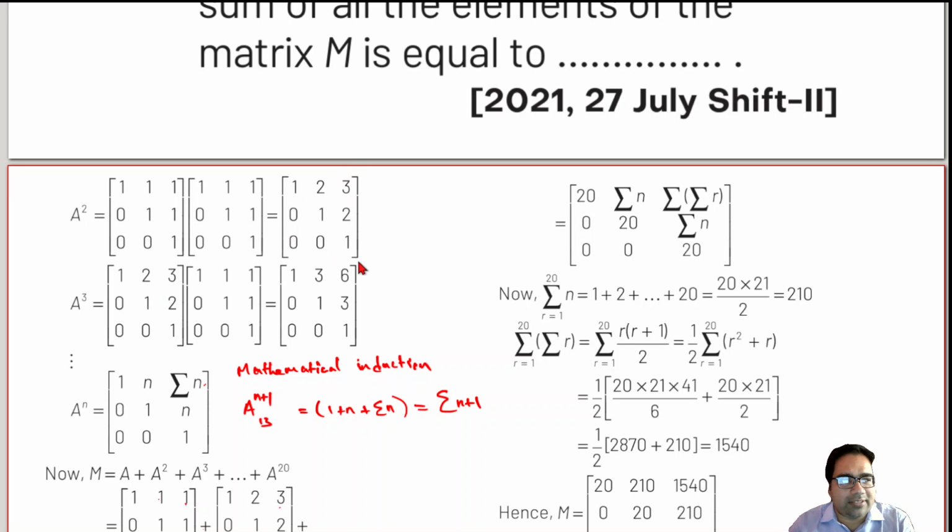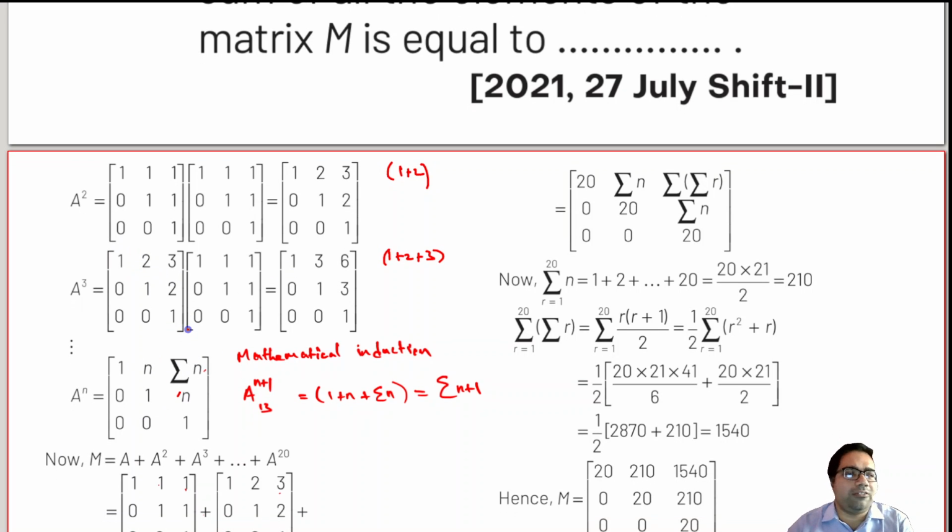Similarly, A cube is A square into A. That again has a diagonal of 1, 1, 1. The 2s become 3s here, and in A cube the first row and third column element has become 6. So this 6 comes when it is 3, and this 3 comes when it is 2. It looks like 3 is nothing but 1 plus 2, and 6 is nothing but 1 plus 2 plus 3. So for A power n, the diagonal will remain ones, these two elements will be n, and the first row and third column looks like sigma n.